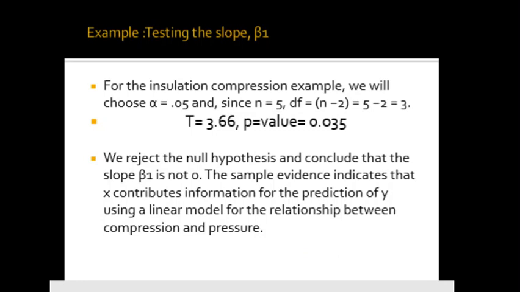We will state the null and alternative hypothesis, H0: beta 1 equal to 0, HA: beta 1 not equal to 0. We conduct the test only for beta 1. We don't need to conduct the test for the intercept. So from the output, t is 3.66 and p-value is 0.035, which means at alpha of 0.05, we will reject the null hypothesis and conclude that beta 1 is not 0.